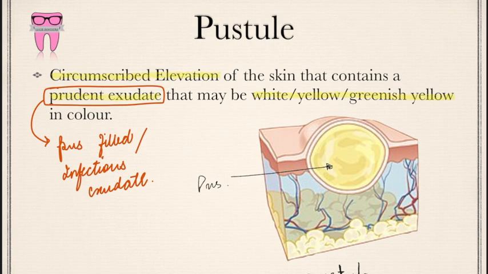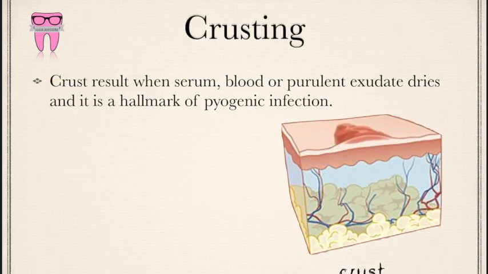Now coming to the next lesion under this category of the lesions above the level of the mucosa, we have crusting. Crusting is nothing but after you get an injury, over a period of time, it gets thickened and darkened, and it becomes a scab and it falls off. That is crusting. Crusting results when serum, blood, or purulent exudate dries, and it's a hallmark of pyogenic infection.